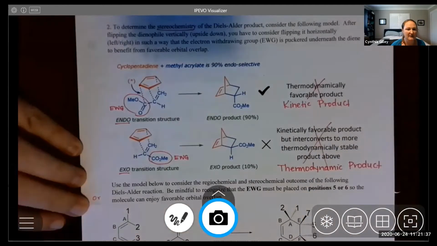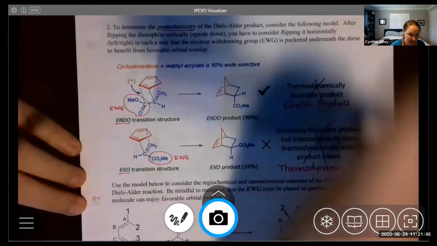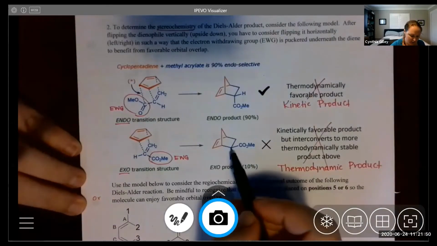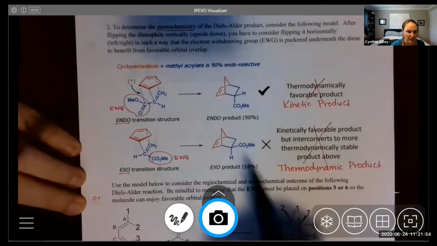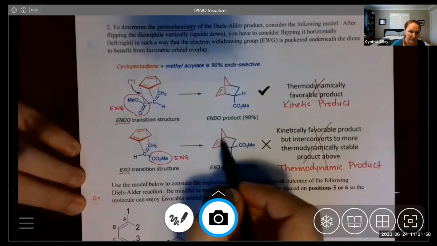Okay, and the reason for that is the thermodynamic product is always the most stable product. And the bottom structure here is actually more stable than the top structure. And that's because this larger group, right? So this is a hydrogen, this is a larger group. It's pointed away from the larger bridge.